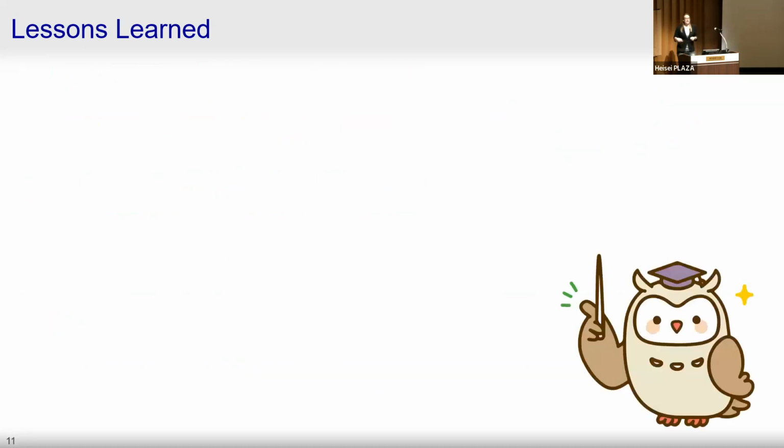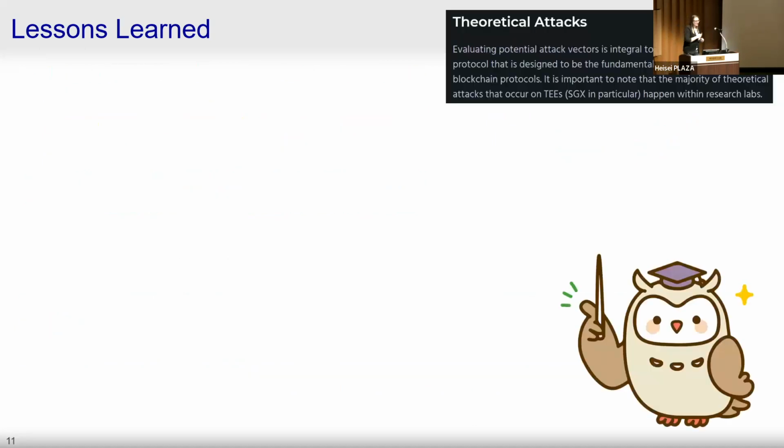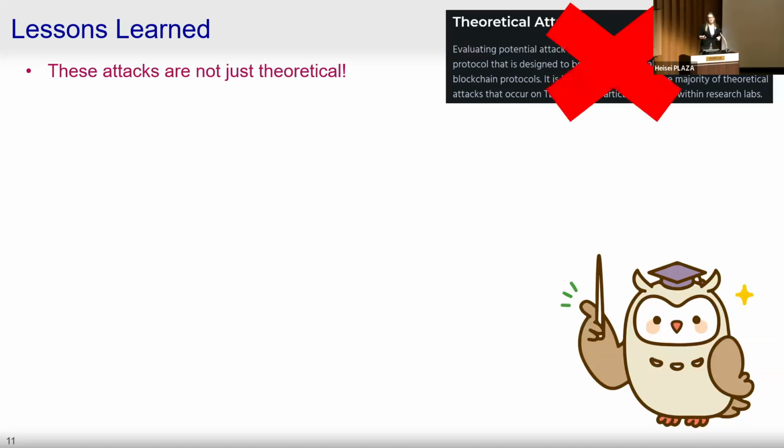In terms of broader, more generic lessons learned, if we go back to our attacks, these attacks are not just theoretical. Clearly, they have significant real-world impact. They're also not just done in research labs. They're done in grad students' apartments. But this is not just theoretical. It clearly can have significant real-world impact.